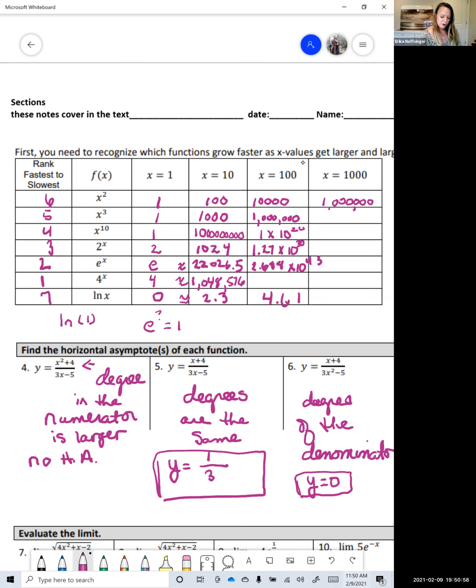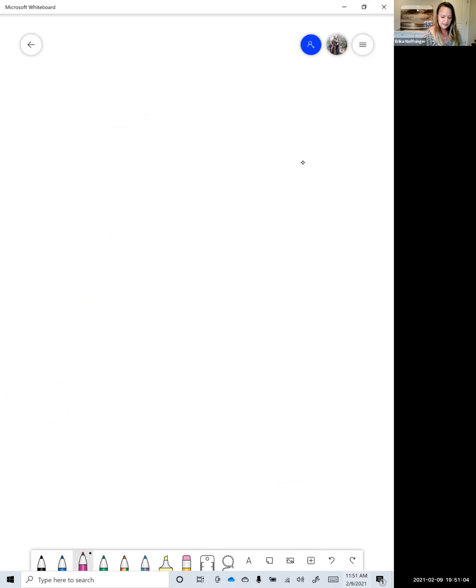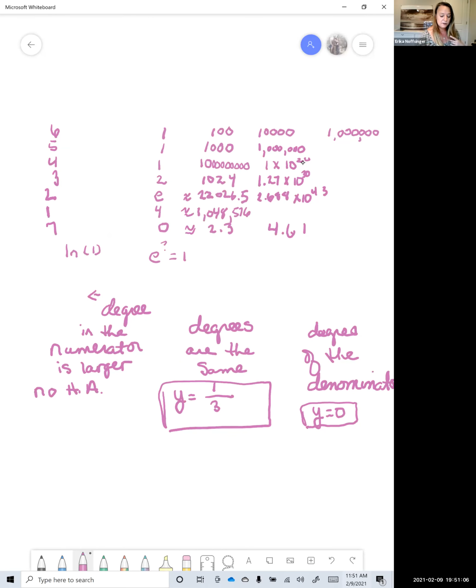Okay, so on Thursday we'll look at limits going off to positive and negative infinity, using some of those facts of which grows faster to find those asymptotes.